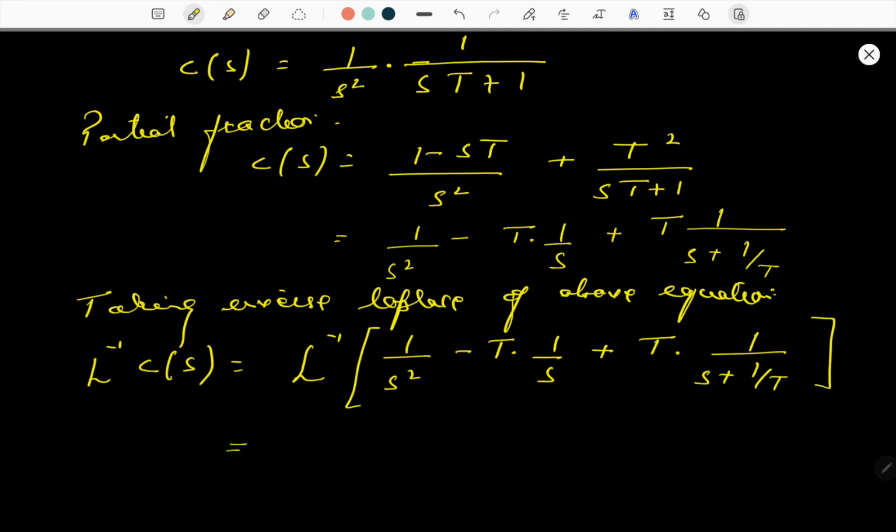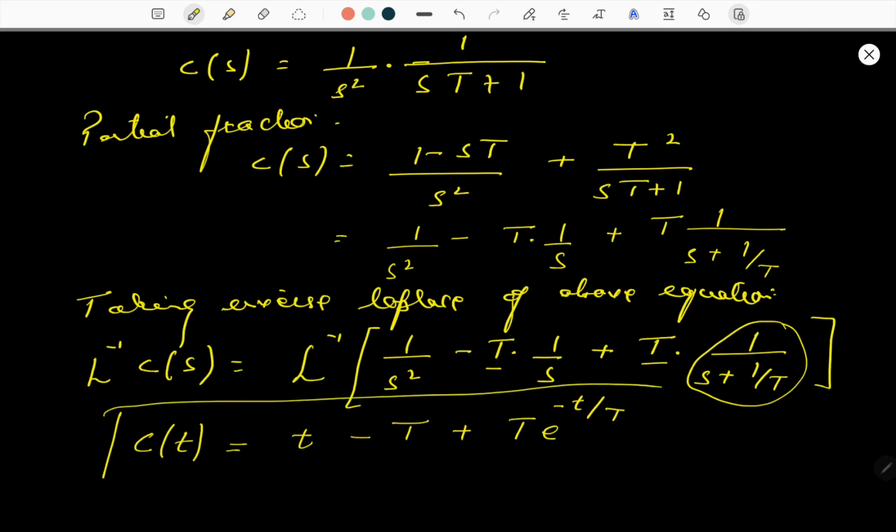Okay, so what we will get as the inverse Laplace of 1 upon S square will give you t. Minus capital T is already given over here, so Laplace inverse of 1 upon S should be 1, so you will get t minus capital T plus capital T is here. So the Laplace transform of this function should be capital T into e to the power minus t over capital T. Okay, so this is the c(t), that is the output we are getting over here.